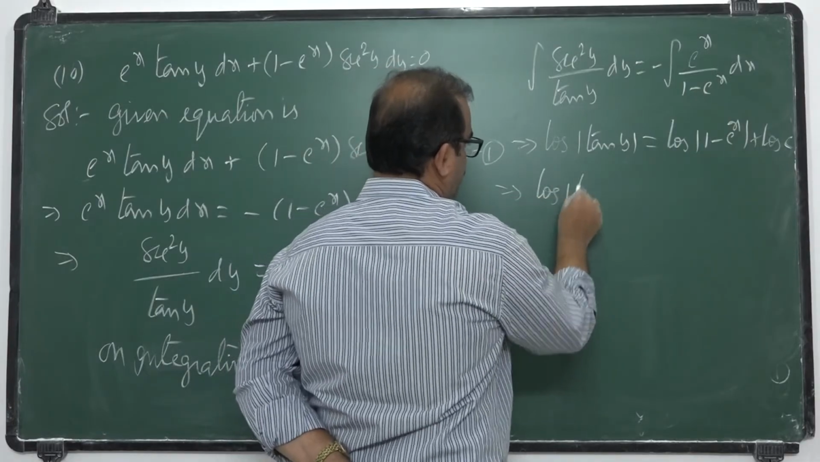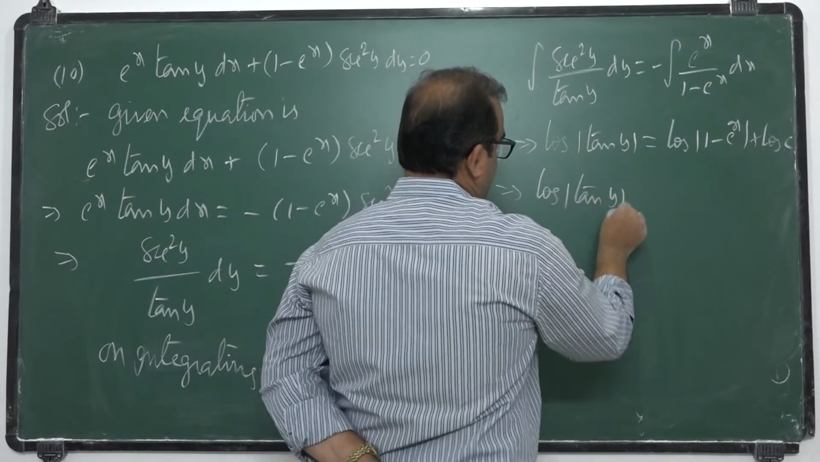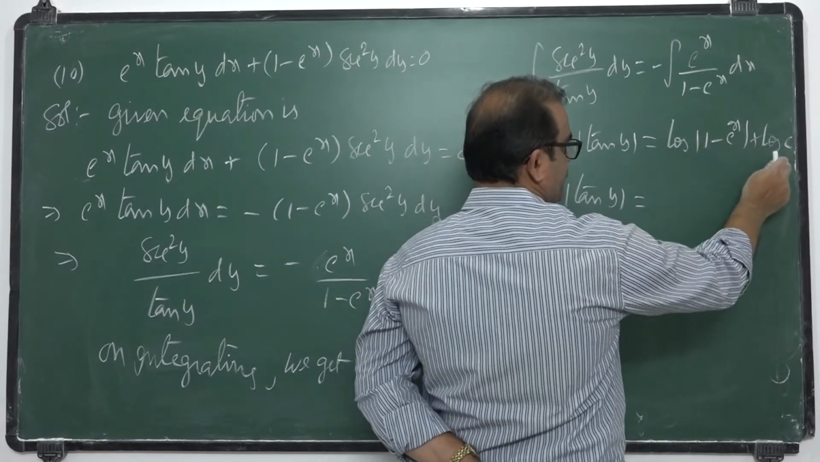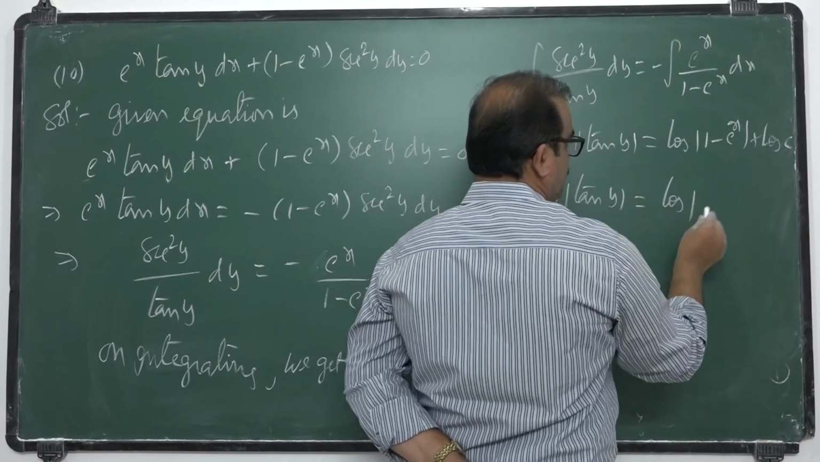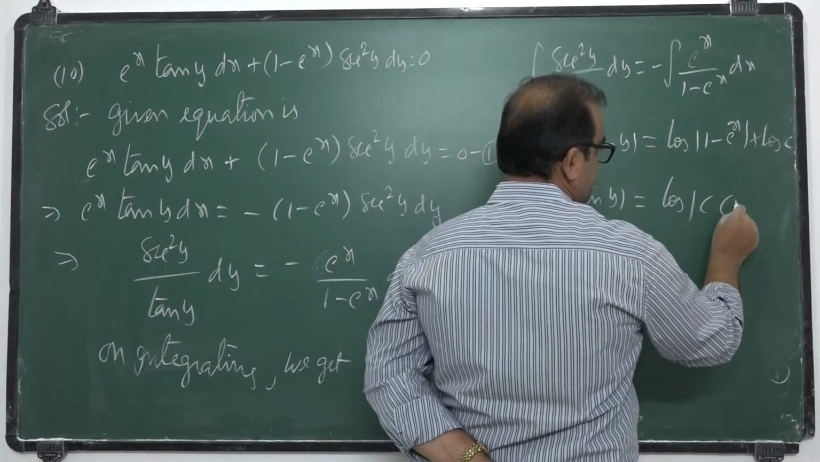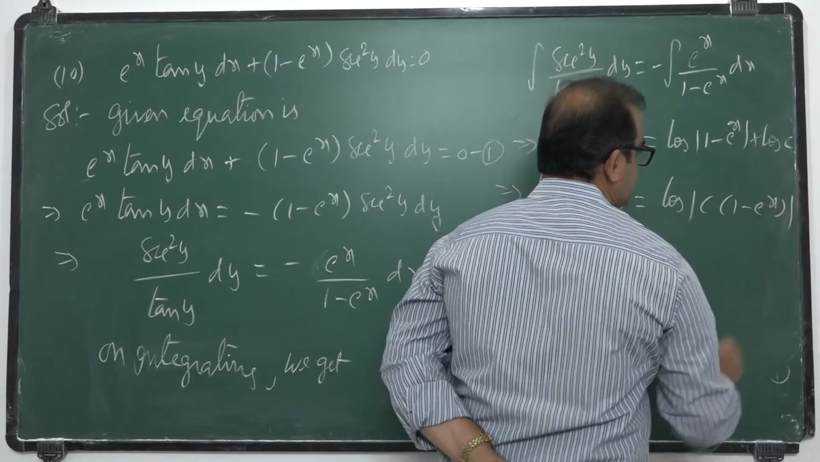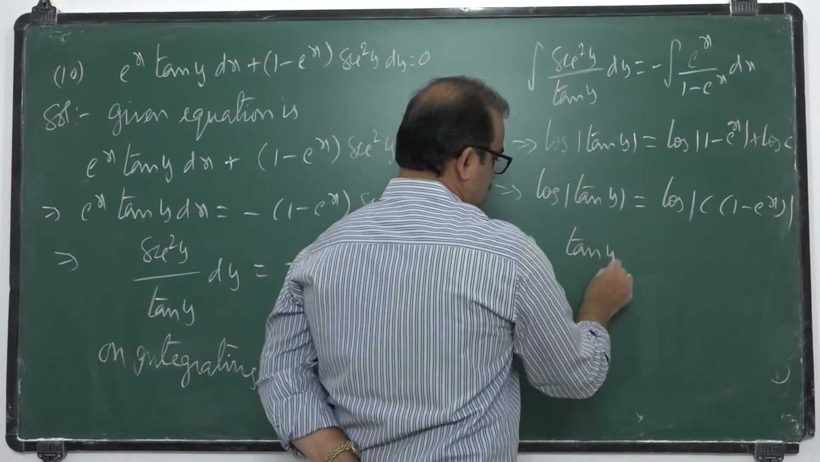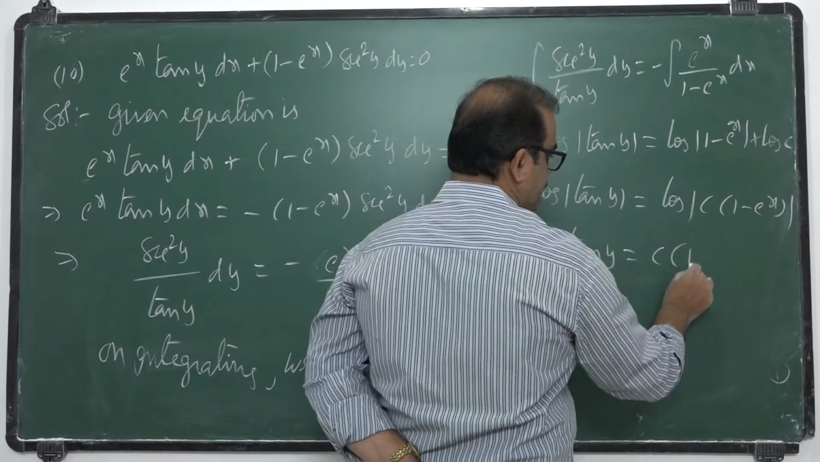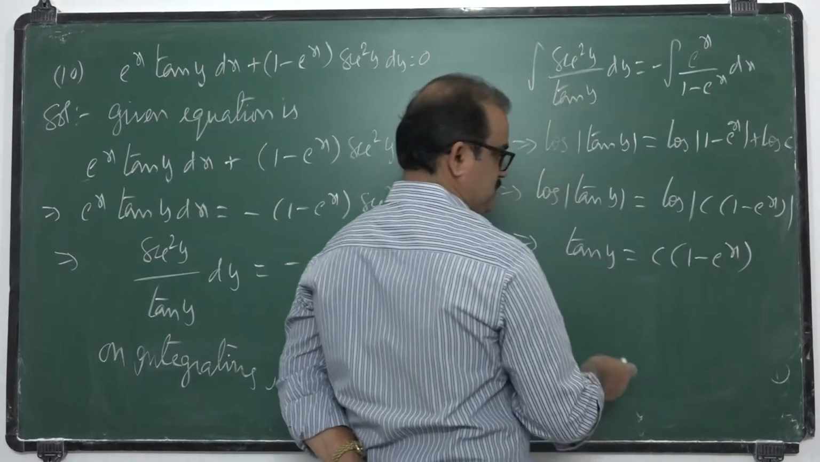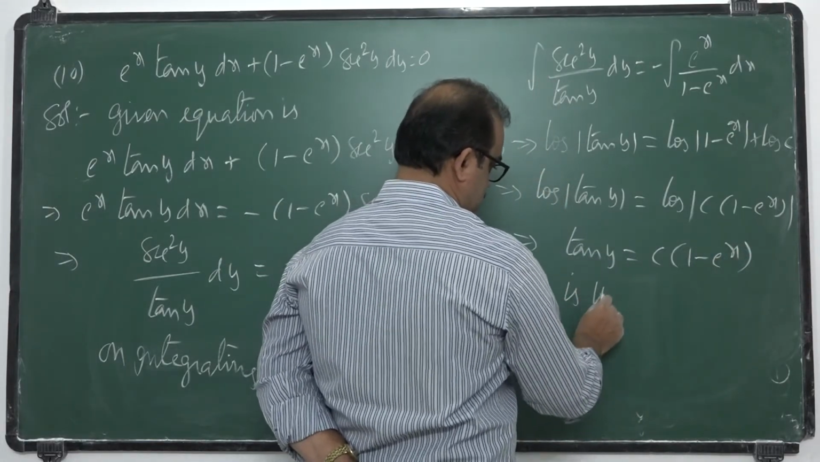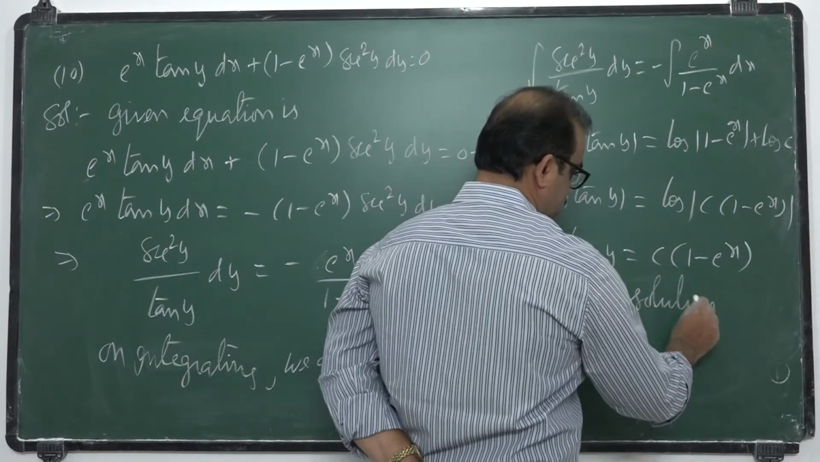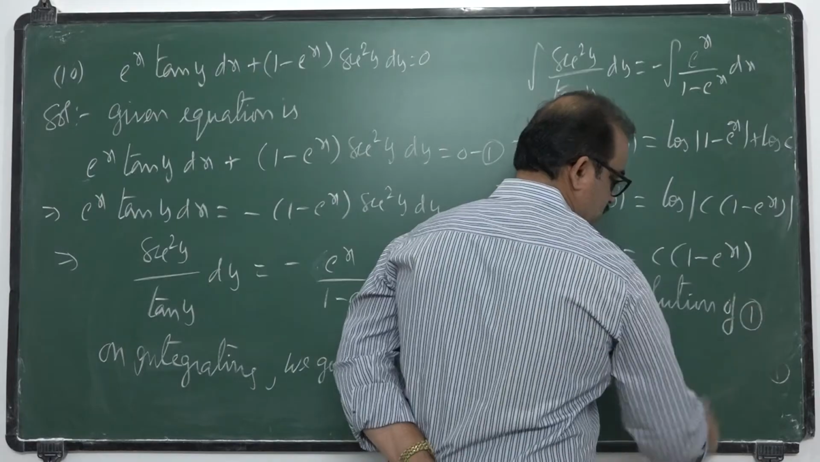Now log of tan y is equal to, it is in the form of log m plus log n, that is log of m into n, c into 1 minus e power x. Now remove the logarithms. Tan y is equal to c into 1 minus e power x. This is the solution of equation 1.